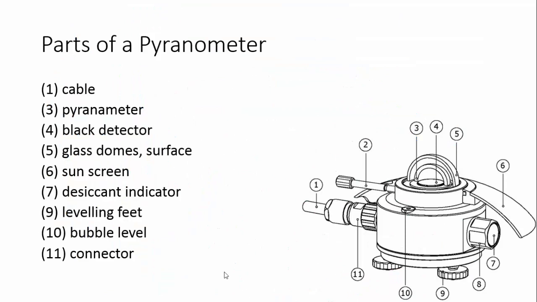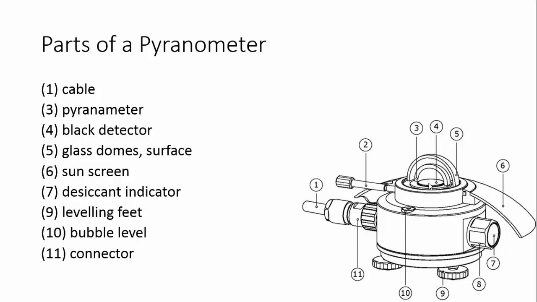Then these are the parts of a pyranometer. This is a thermoelectric pyranometer, that is, a thermocouple or thermopile based pyranometer. Here we can see the important components, such as component 4, that is a black detector. The black detector is connected to the thermopiles.